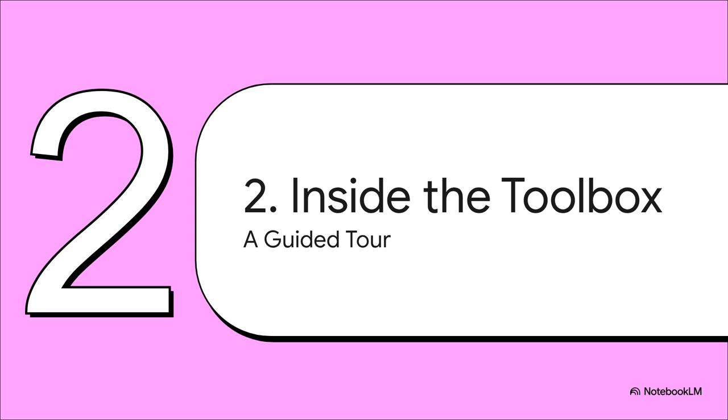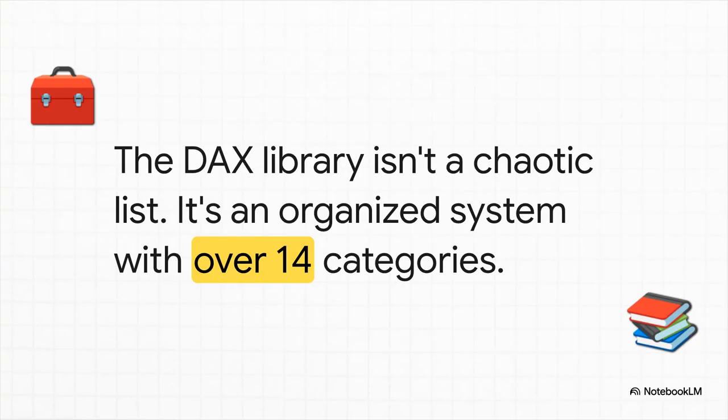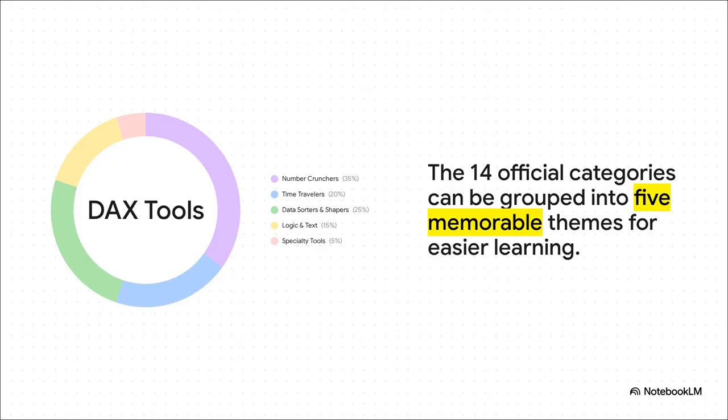It might look like there are hundreds of tools in there, but the great news is they're not just dumped in a chaotic pile. They are meticulously organized. So right off the bat, you need to know the DAX library isn't some chaotic junk drawer. It's an organized system with more than 14 distinct categories. And thinking in these categories, not trying to memorize every function, that's the real secret. But we can actually make it even simpler to think about. Let's group all those official categories into 5 big, easy-to-remember themes.